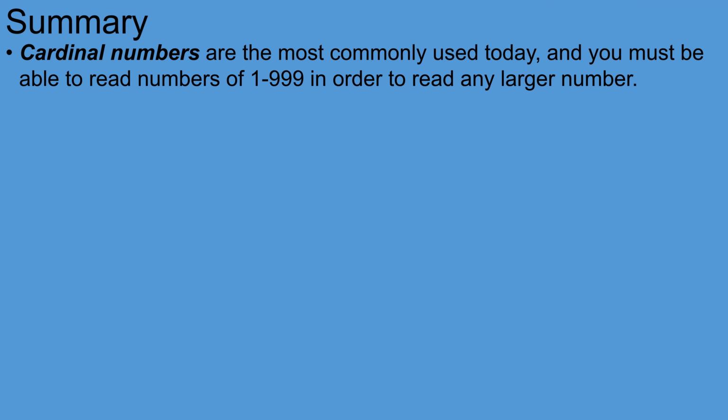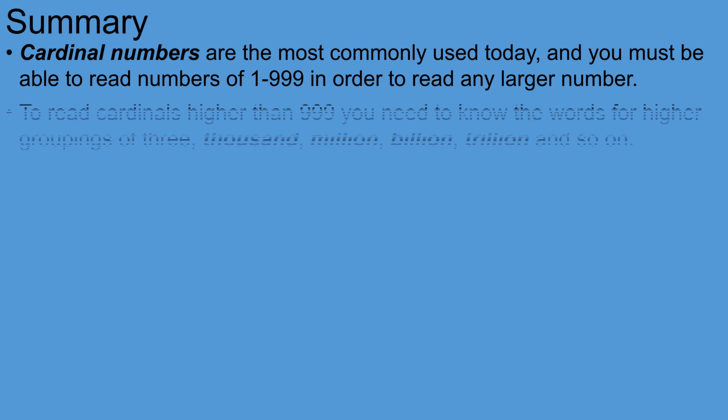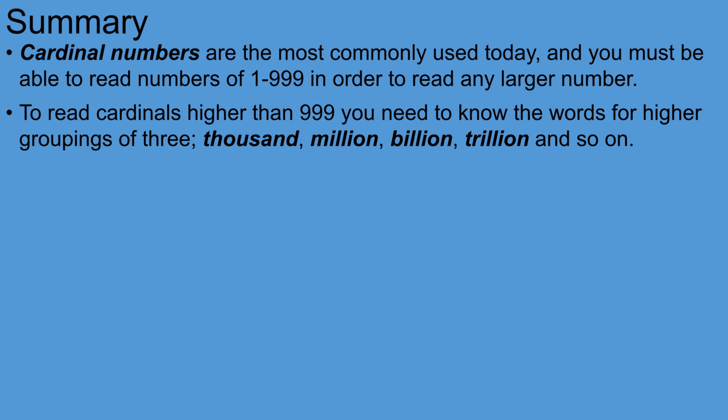Let's summarize. Cardinal numbers are the most commonly used numbers today. If you want to be able to read cardinal numbers, you must be able to read the numbers 1 to 999 if you're going to have any hope of reading a larger number than that. To read cardinals higher than 999, you need to know the words for higher groupings of 3, and those would be 1,000, million, billion, trillion, quadrillion, quintillion, sextillion, septillion, and higher if you're working with higher numbers.